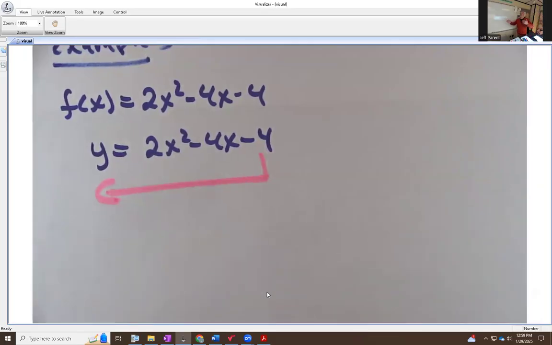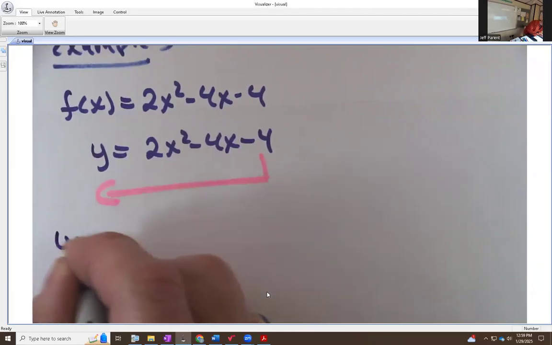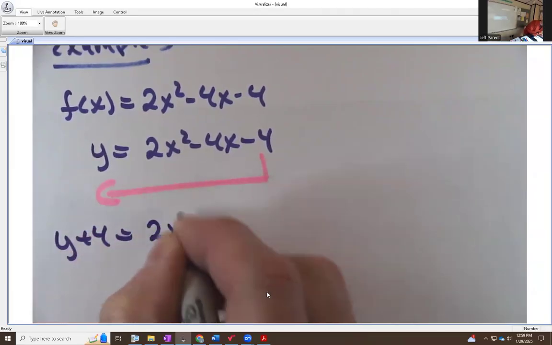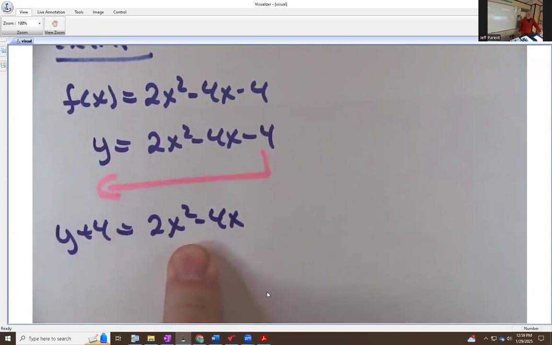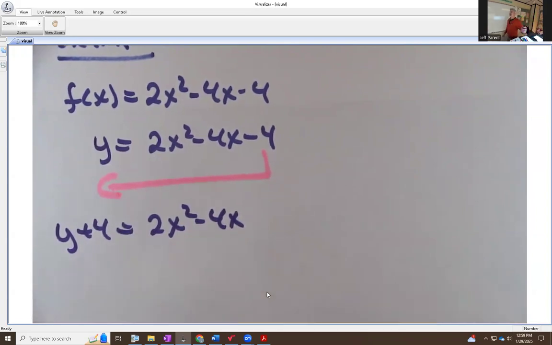Now, when something changes sides, what else changes? Sign. Changes the sign. Thank you. So that's going to be a y plus 4. Y plus 4 is 2x squared minus 4x. I want to complete the square on the right-hand side, but what did I say we needed before we complete the square? Coefficient of 1. Thank you both. Yeah, I needed a coefficient of 1.